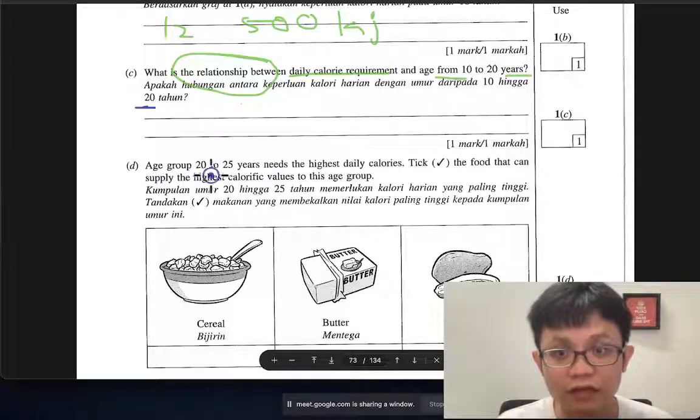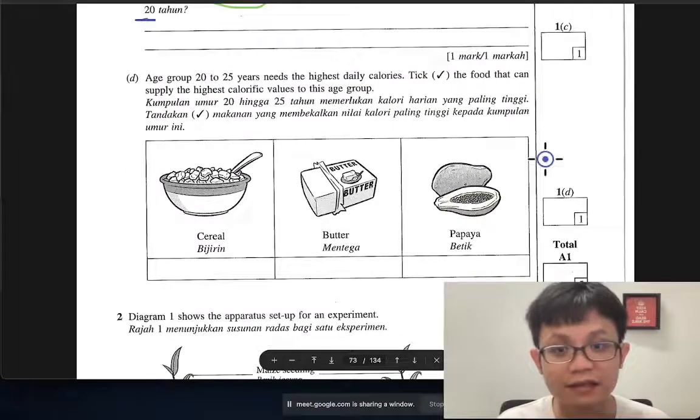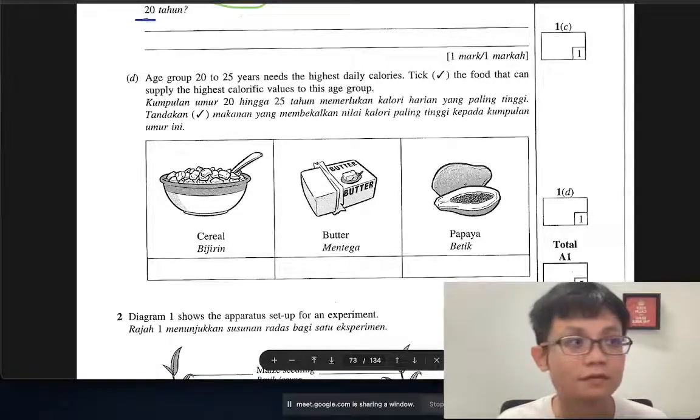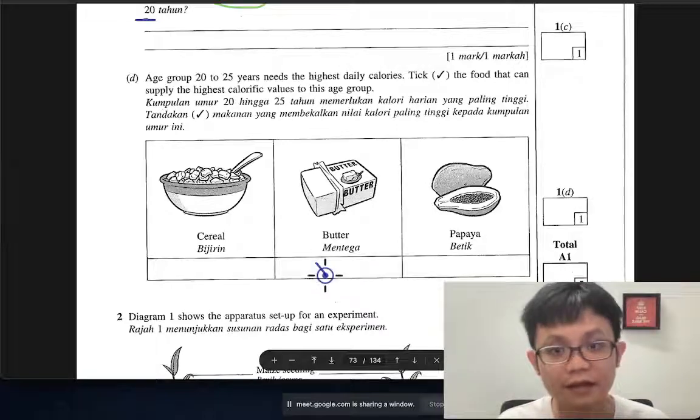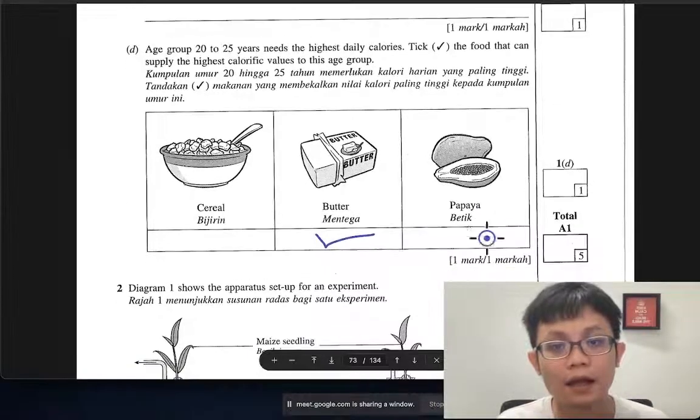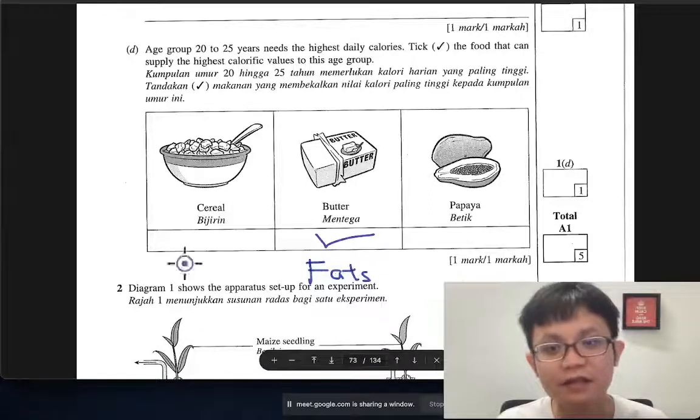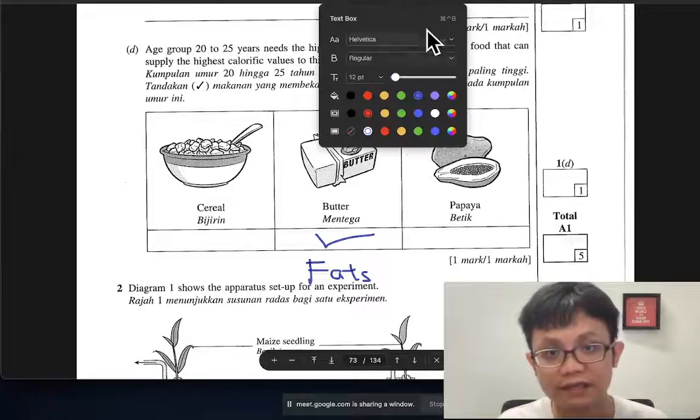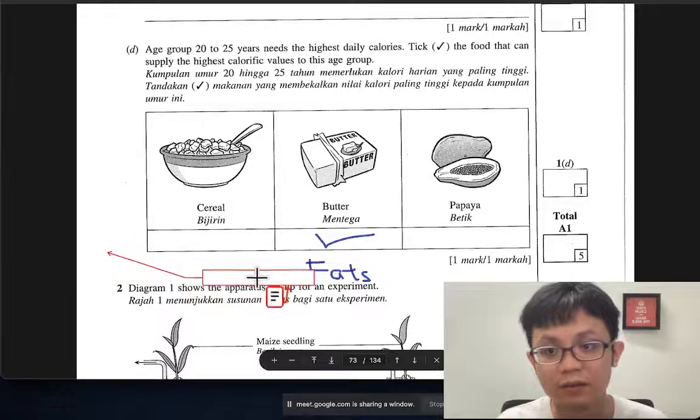Age group 20 to 25 years need the highest daily calorie intake. Tick the correct food that supplies the highest. So which one has the highest calorie intake? Butter. Why? Because it's all fat. Okay, because this is fats. This one? Sugar. Yes, it has a lot of sugar or carbohydrate.